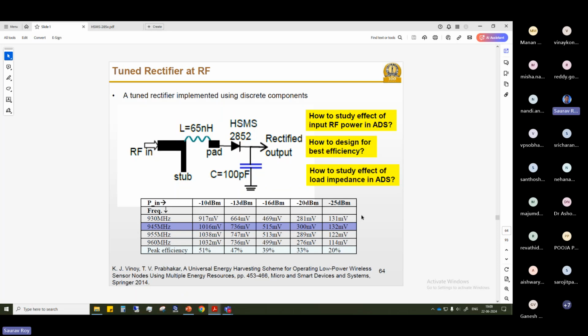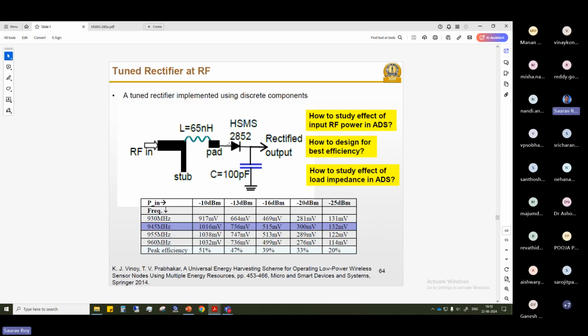Obviously, efficiency peaks at maximum input power, and there are different output voltages you get. Generally all are in millivolts. In some cases you get some volts. It's possible when you are very close to an RF terminal, you might get volts. Specifically, if you go near a mobile tower outside, then you can get volts also. You can harvest that much energy also.